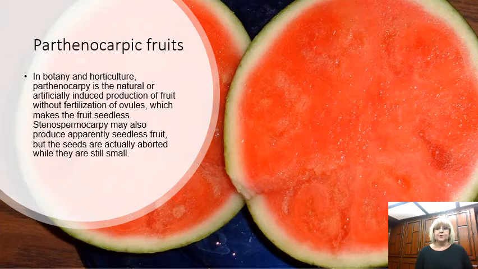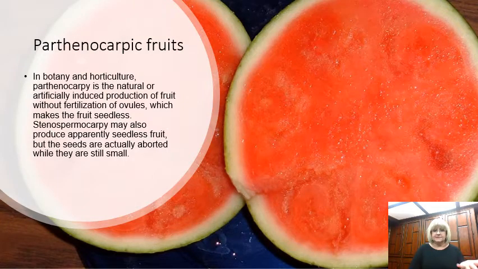And varieties of the pineapple, banana, cucumber, grape, orange, grapefruit, persimmon, and breadfruit exemplify naturally occurring parthenocarpy. So in botany and horticulture, it's the natural or the artificially induced production of fruit without fertilization of the ovules, which makes the fruit seedless. It may also produce apparently seedless fruit, but the seeds are actually aborted while they are still small. So you may actually see some small ones.